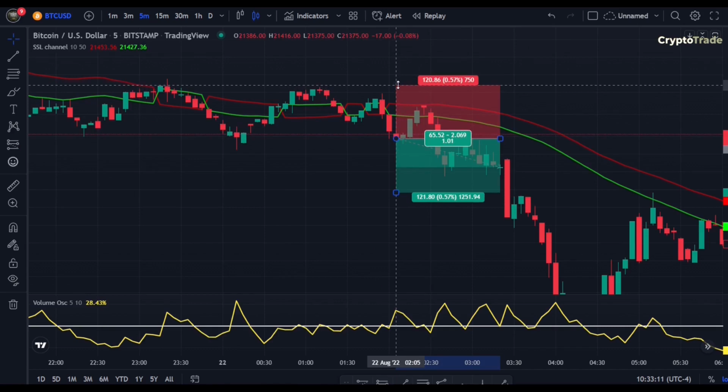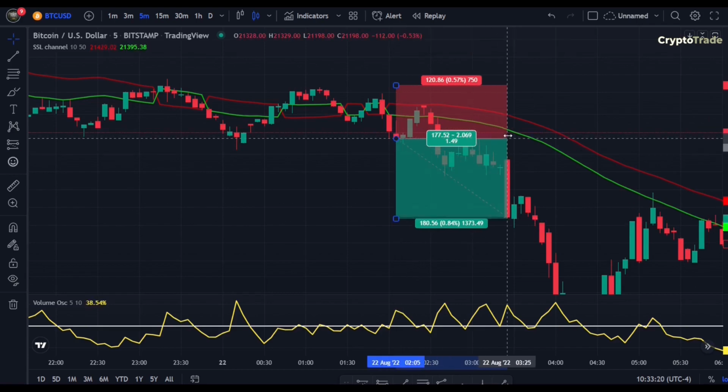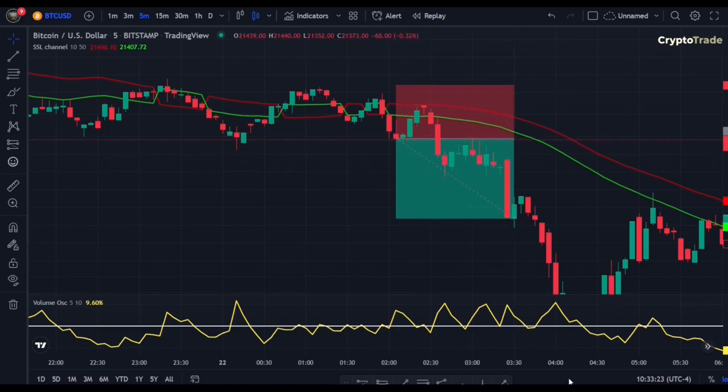Place the stop loss above the nearest swing high. The risk to reward ratio will be set to 1 to 1.5. The market reached the target and the trade was automatically closed with a gain.